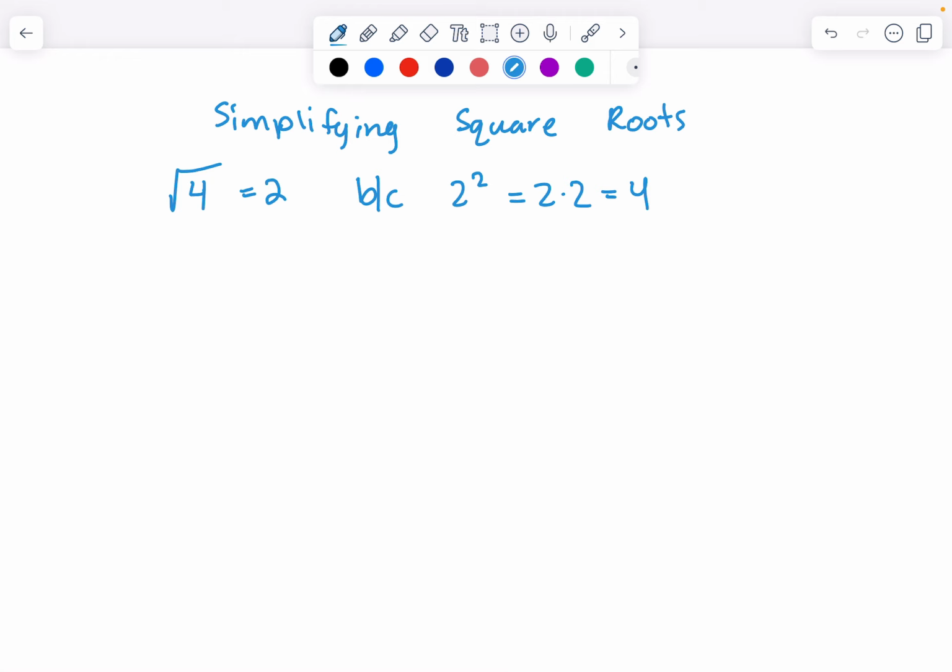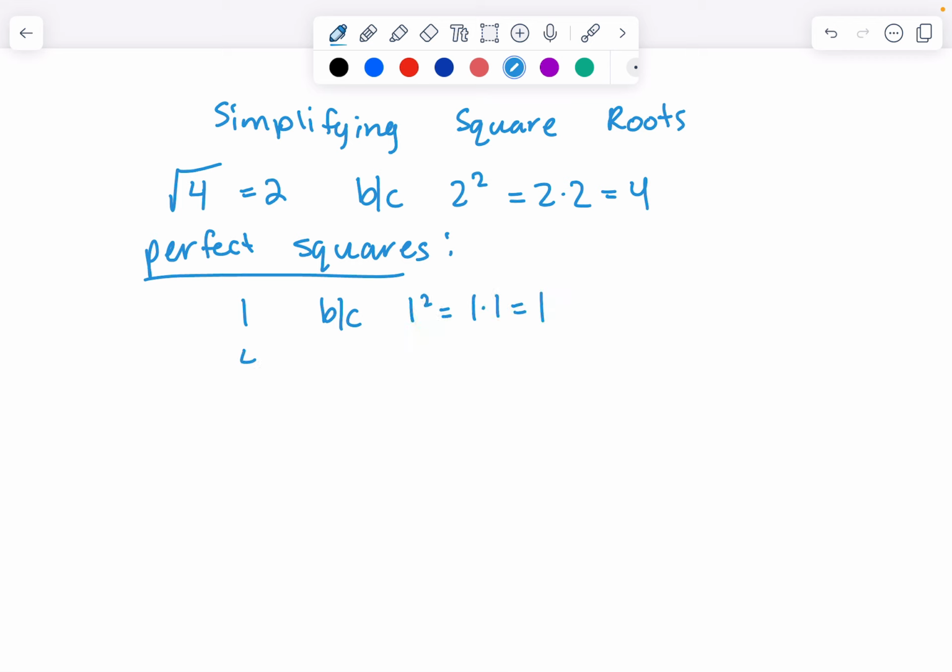So in order to simplify square roots, the most important thing to know is some of the perfect squares. Perfect squares are the numbers that you would get from multiplying something by itself. One of the smallest perfect squares is 1, because 1 squared, or 1 times itself, gives you 1. The second is 4, because 2 squared, or 2 times itself, gives you 4.